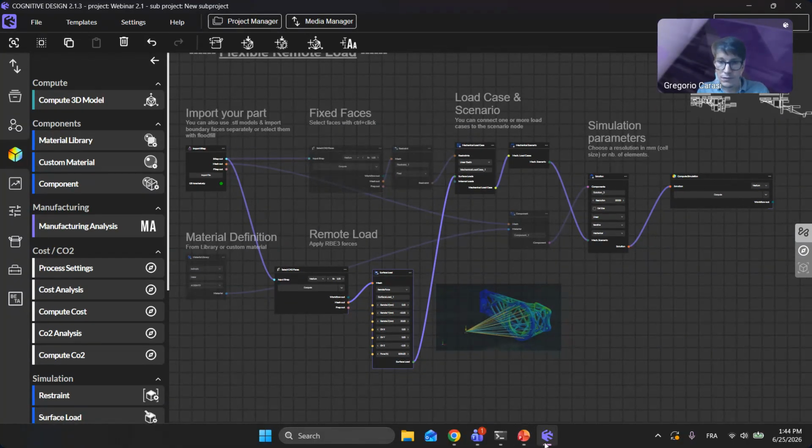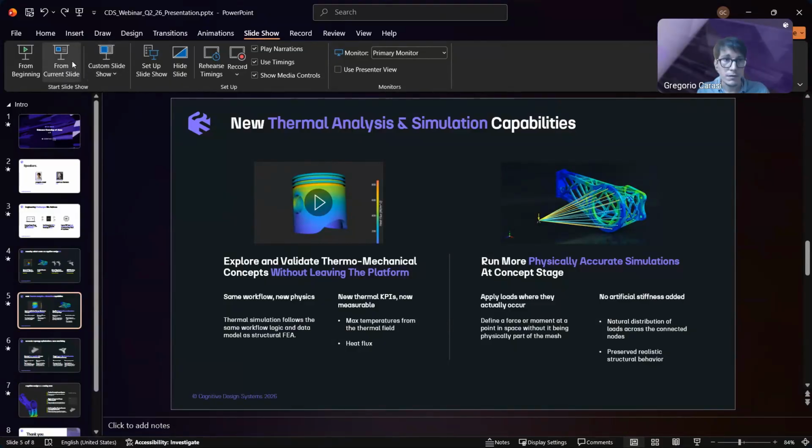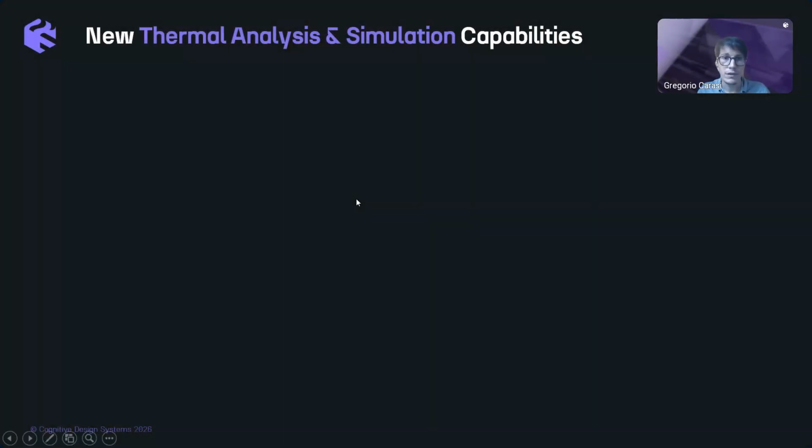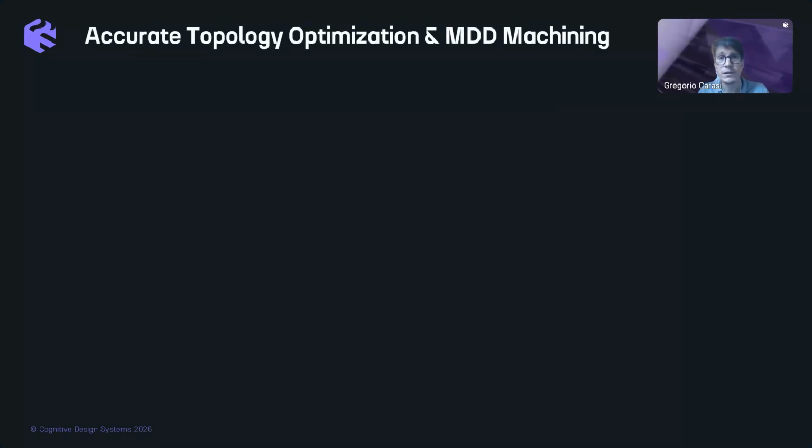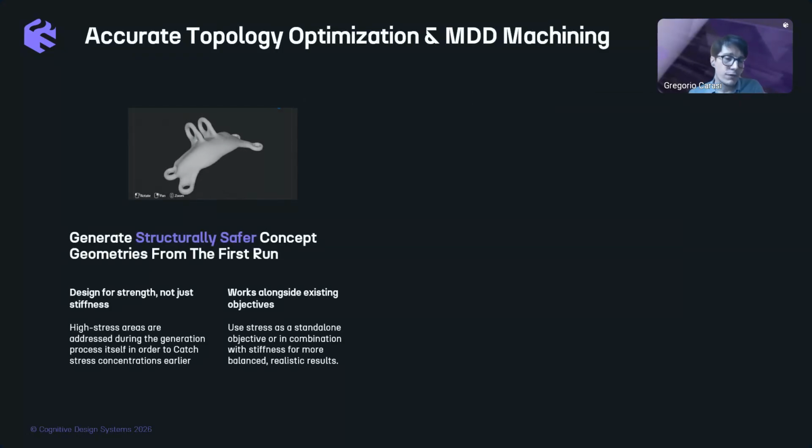So now let's go back to the presentation, and let's look at the generative design updates. So first of all, we added a new optimization objective. So you already have the compliance objective, and now you have the stress objective. So you can do either compliance only or stress only, or a combination of both.